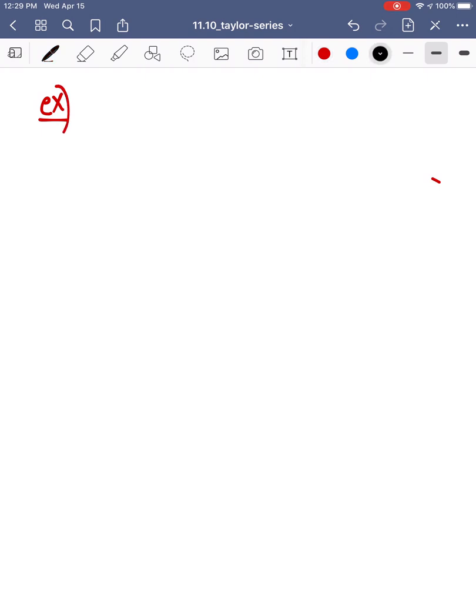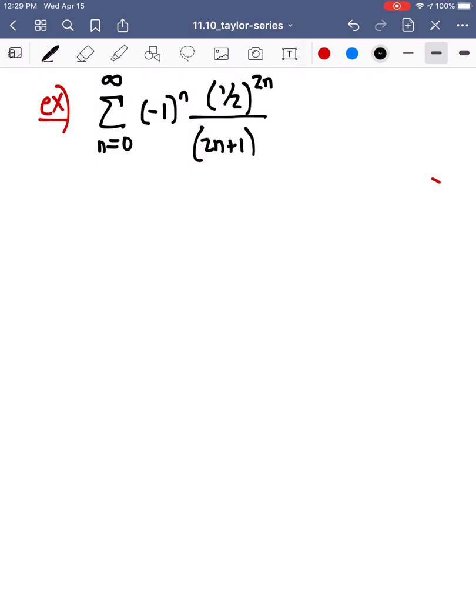For this example, this is a series from n equals 0 to infinity, of minus 1 to the n times a 1/2 to the 2n power all over 2n plus 1 factorial. And we're asking ourselves, what series does this come from? And what is the value of this series that we're given?